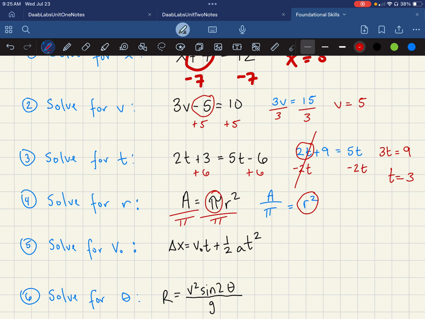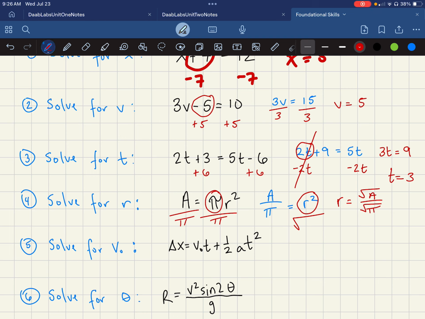So we can see here that I have an r squared, right? And so if it's squared, then in order to get it over to the other side, I need to take a square root, right? But unfortunately, that means I'm going to have to square root both sides of the equation, right? And when we end up with this r, oh, not capital R, sorry, lowercase r, we're going to end up with root a over root pi, or just root of a over pi, all right?